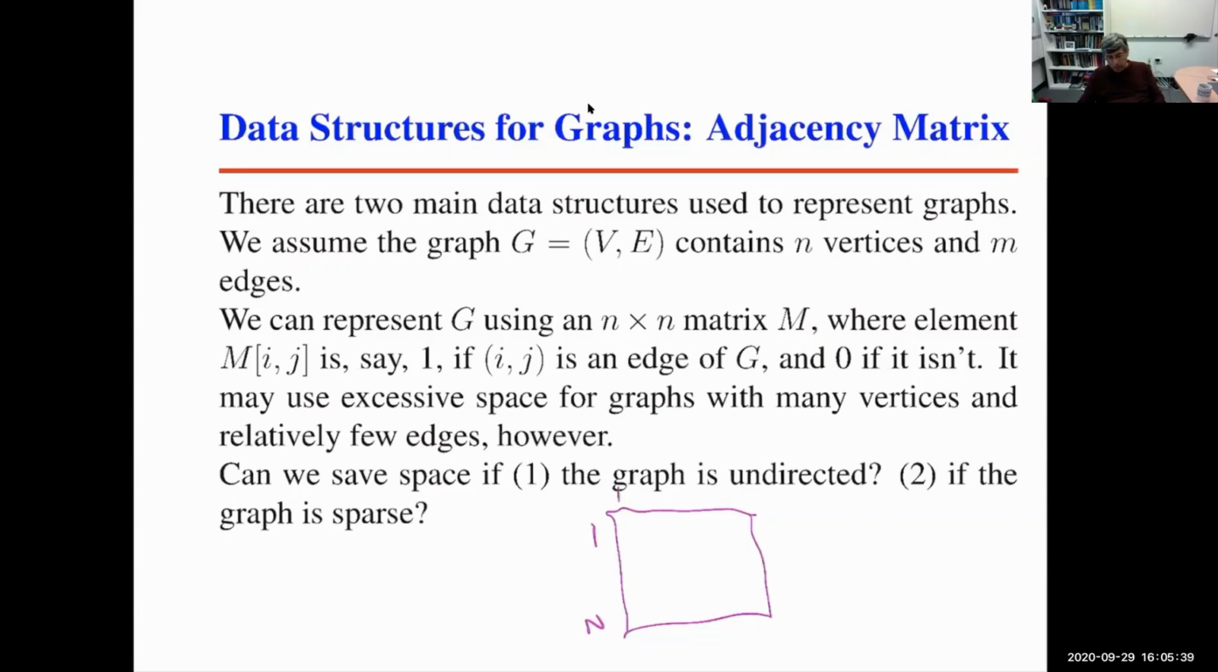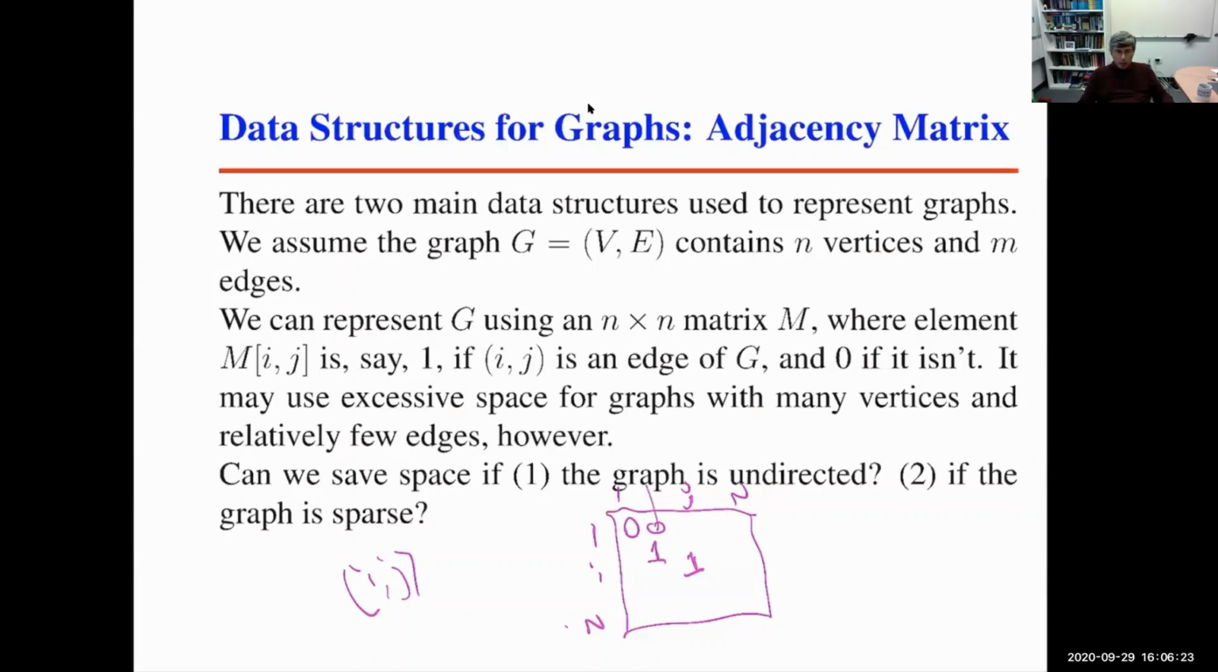One way we could represent a graph is to set up an n by n matrix, where n is the number of vertices. And if ij is an edge in the graph, we set the ijth bit to be 1. If there is no edge from i to j, like there's no edge from 1 to 1, we set it to be 0. Element ij is 0 if there is no edge between them. Element ij is 1 if there is an edge between them.